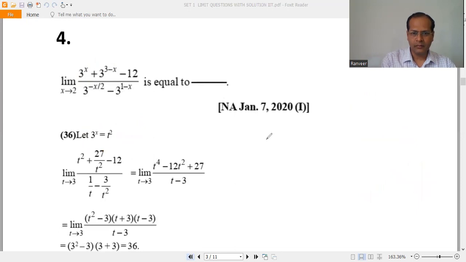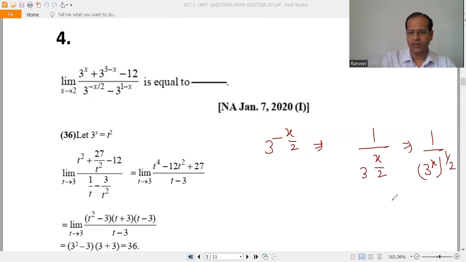Now 3 to the power minus x by 2. So once we write 3 to the power x by 2, so 1 by 3 to the power x, this is 1 by 2. So this is 1 by 3 to the power x is t square. So t square to the power 1 by 2, that is root, is nothing but 1 by t. So 1 by t value is 3 to the power, this is 1 by t.